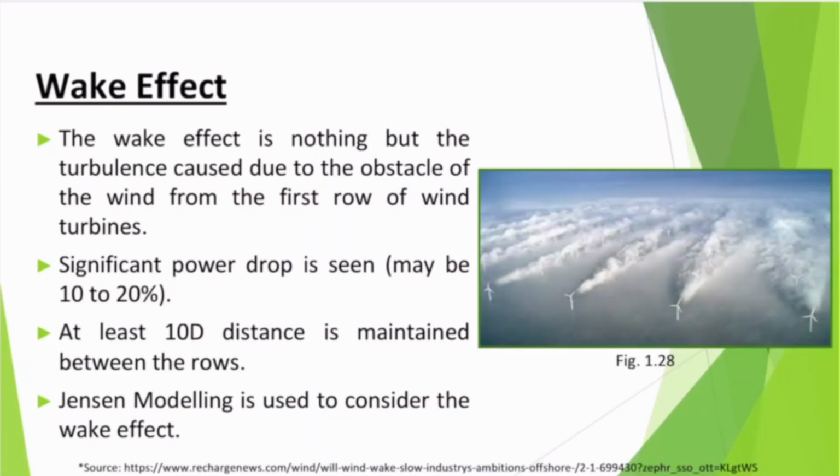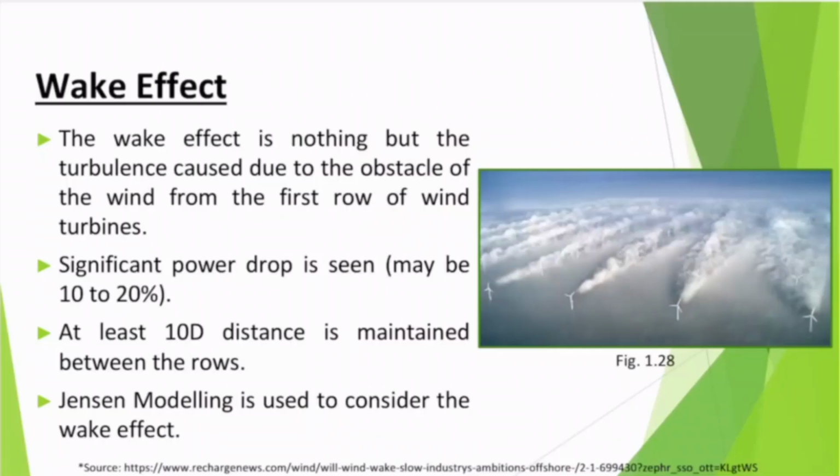Now, there is one more interesting challenge, the wake effect. What happens when we install wind power plants? You cannot install just one or two. There is one power plant after another, all getting connected. So when you cut the speed, that actually disturbs the whole environment, and the wind speed available to the next parallel or adjacent wind turbine will be affected.